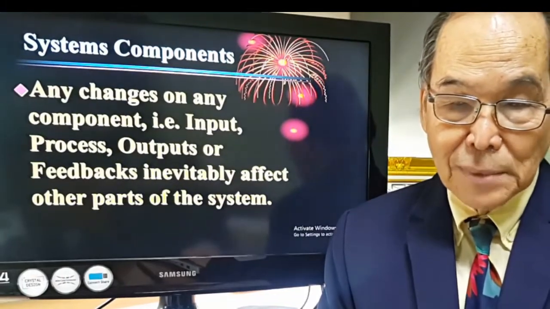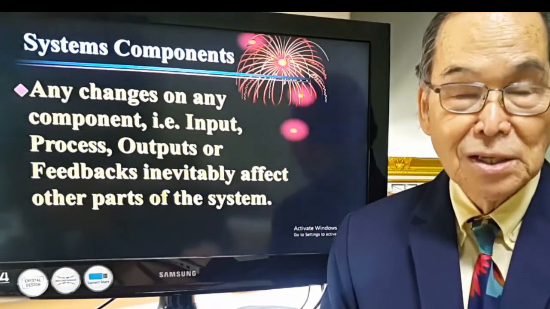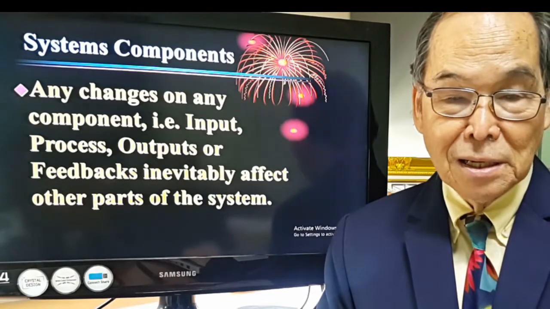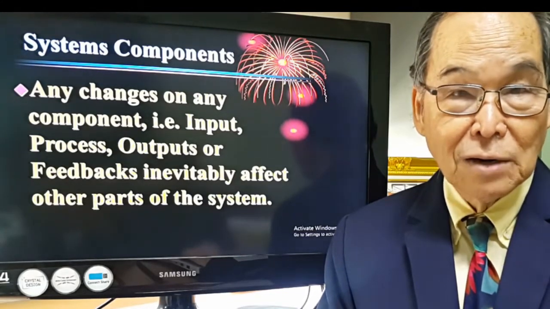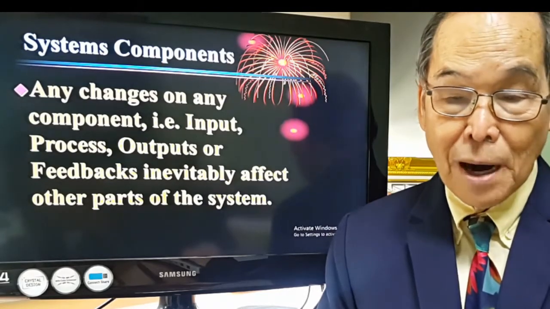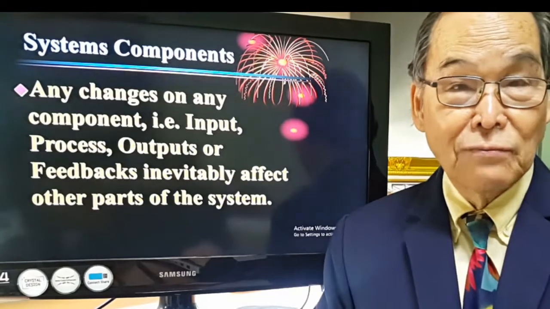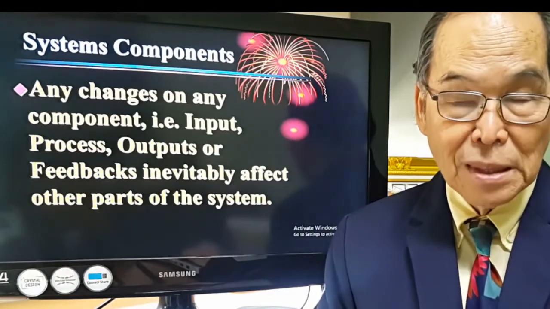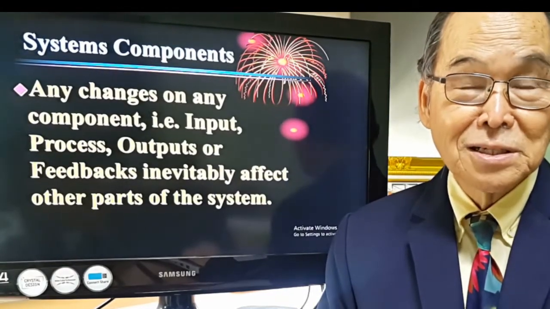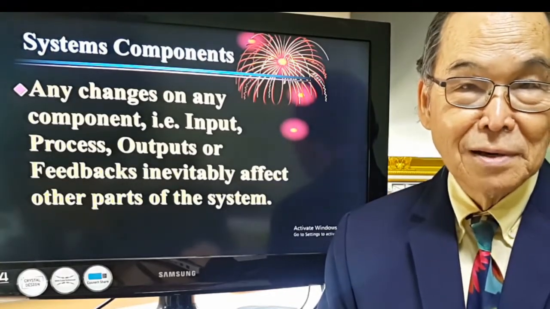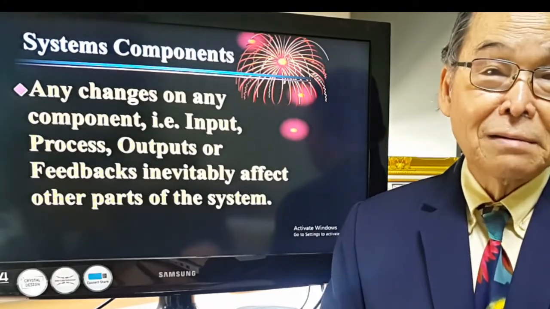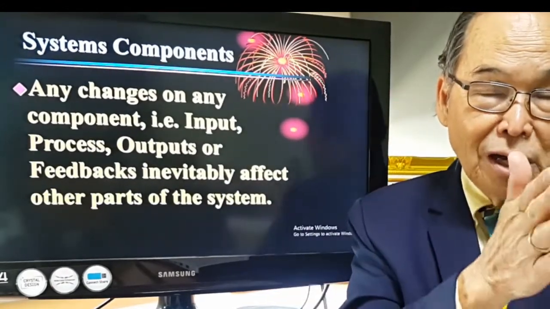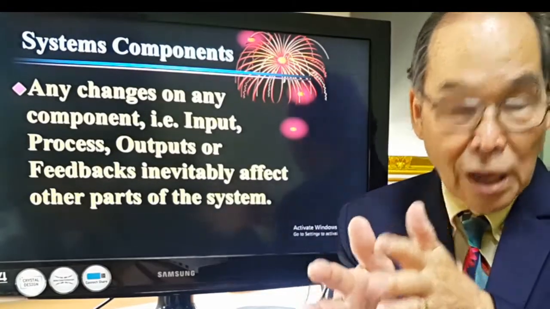Another point is that any change of the components in the system, the change in input, in process, output, or feedback, of course affects other parts of the system. Any change of any components inevitably affects other parts of the system. Of course, this is the so-called modification. But in modifying the components, you have to keep in mind that when you change number 1, it affects number 2, number 3, and number 4.